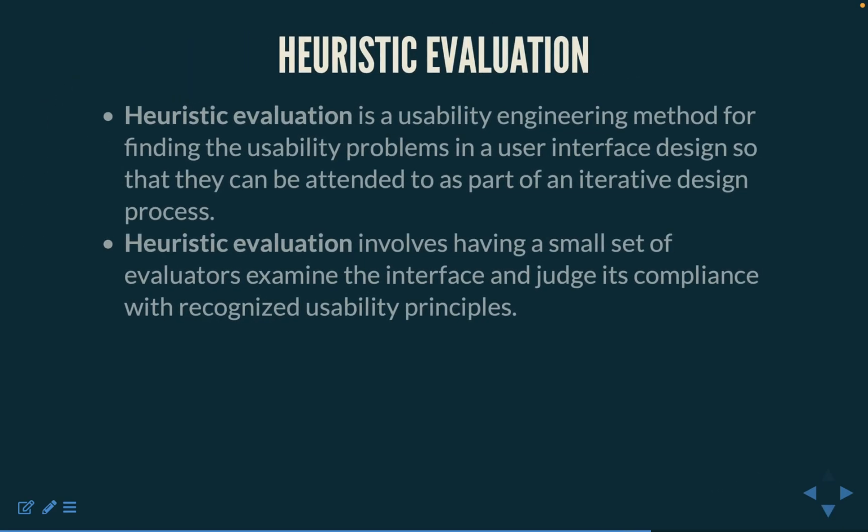Heuristic evaluation is the most popular of the usability inspection methods. Heuristic evaluation is done as a system inspection of a user interface designed for usability. The goal of heuristic evaluation is to find the usability problems in the design so that they can be attended to as part of the iterative design process. Heuristic evaluation involves having a small set of evaluators examine the interface and judge its compliance with recognized usability principles.